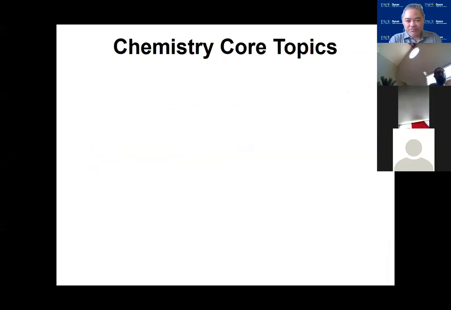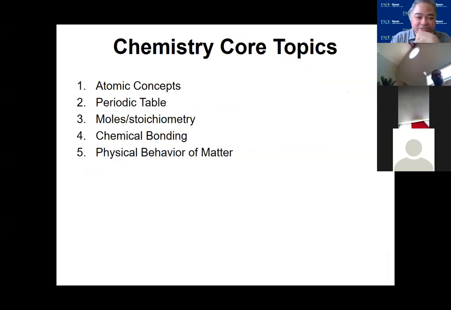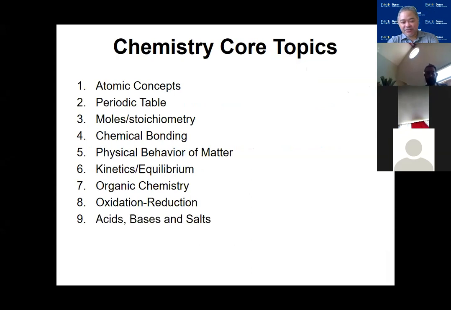Okay, so I tried to look at the DOE-NYC, what chemistry topics they have. And in one article that I found, these are the chemistry core topics: the atomic concepts, periodic table, mole stoichiometry, chemical bonding, physical behavior of matter, the kinetics and the equilibrium, organic chemistry, redox, acid, base, and salts, and then nuclear chemistry.